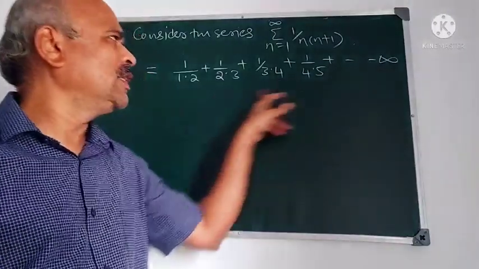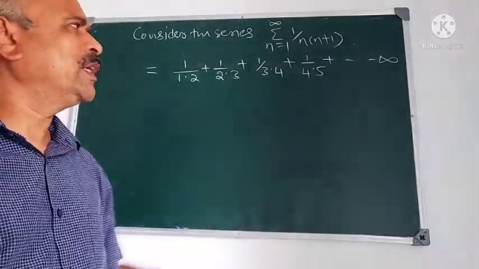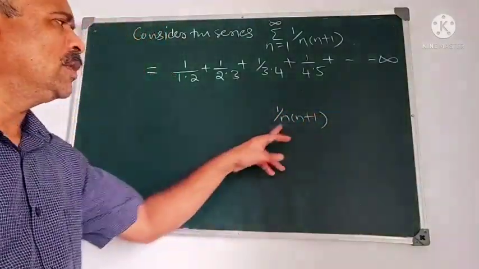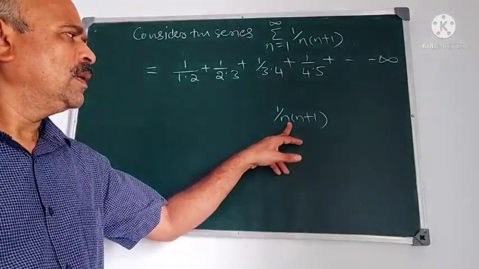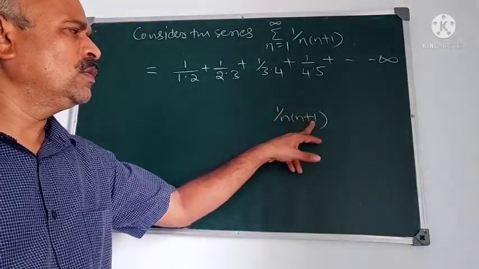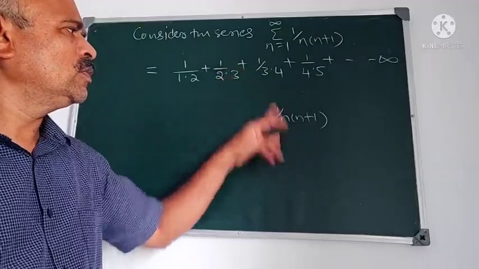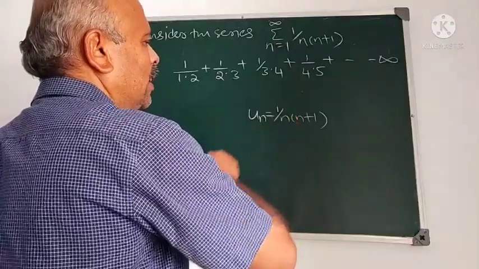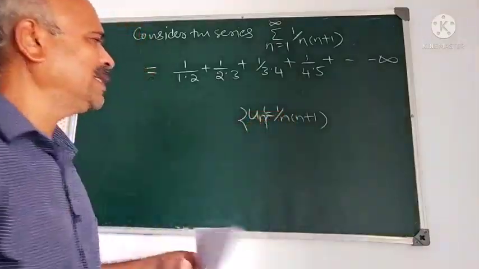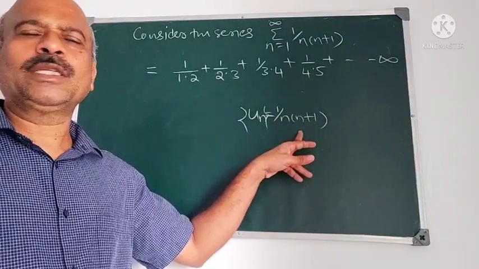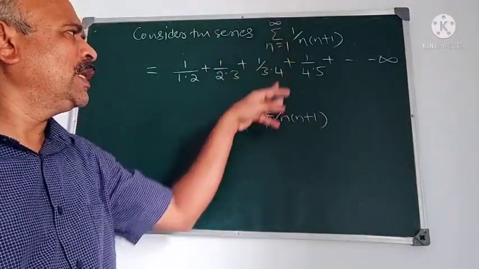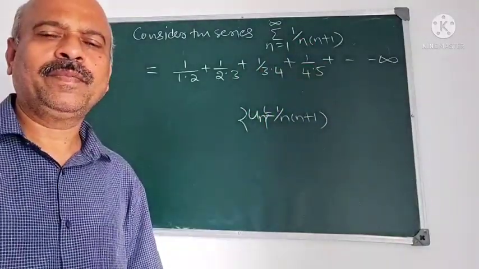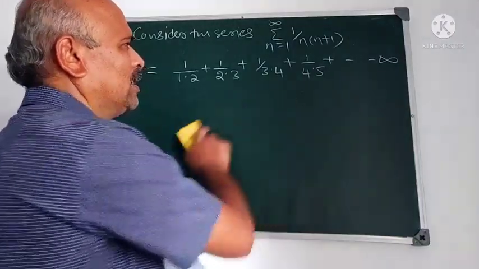Now this is the given series. What is the sequence? The sequence is 1 upon n into n plus 1. This is u1, what is u1? 1 upon 1 into 1 plus 1, that is 1 upon 1 into 2. u2 is 1 upon 2 into 3. This is un. Correct? Un is a sequence defined by 1 upon n into n plus 1. Now the sum to infinity of u1 plus u2 plus un is known as a series. If we take the sum, then it is called a series.